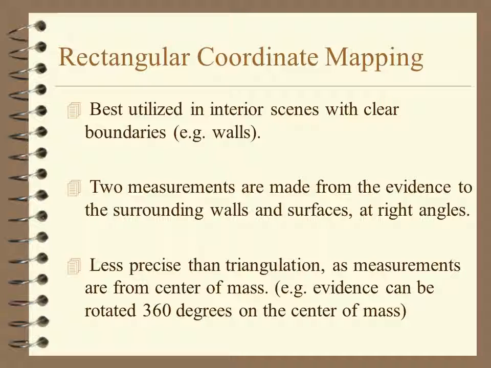Rectangular coordinate mapping is best used in an interior crime scene with a clear boundary, such as a wall and a wall corner. Two measurements are made from the evidence to the surrounding walls at right angles, and it's not nearly as precise as triangulation, since the measurements are generally from the center of mass. There is some evidence that it may be useful for, but not all, and we'll discuss that momentarily.